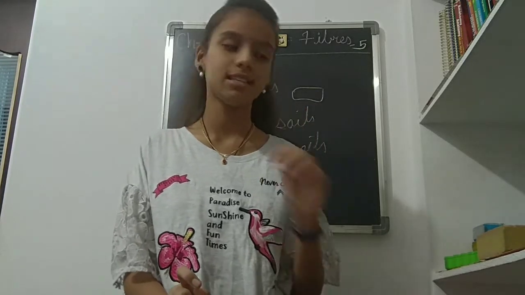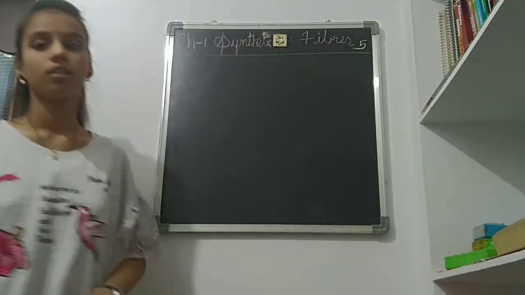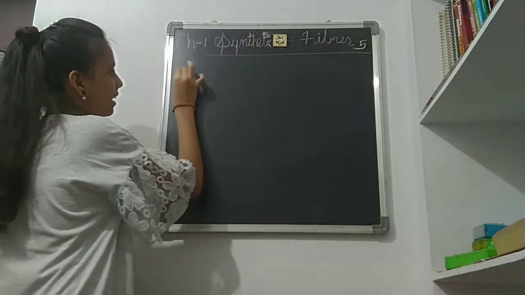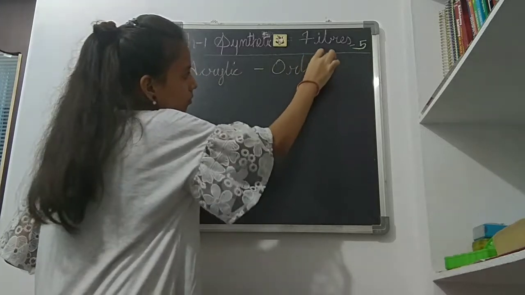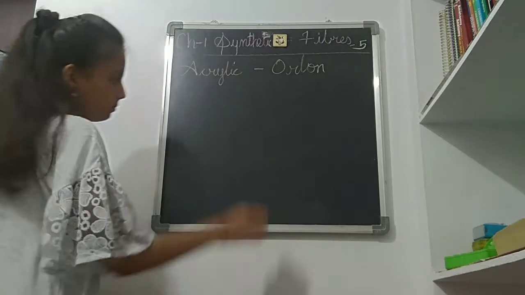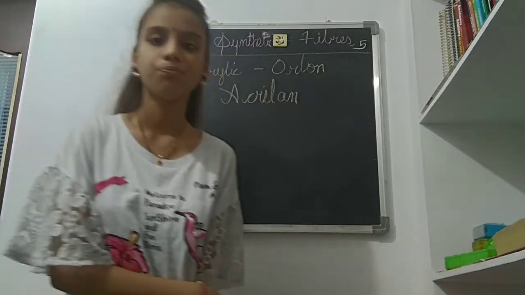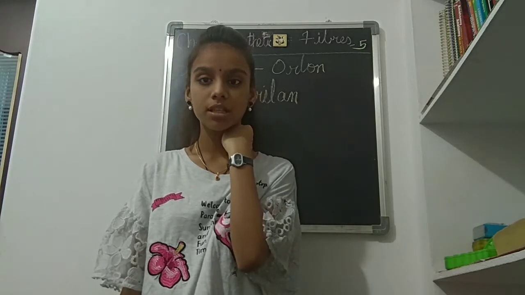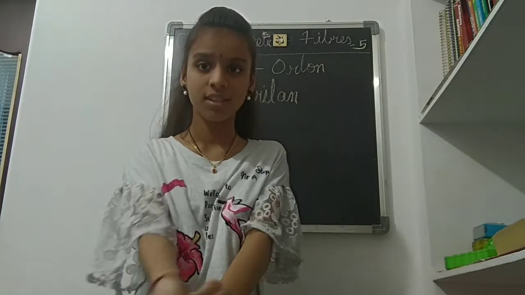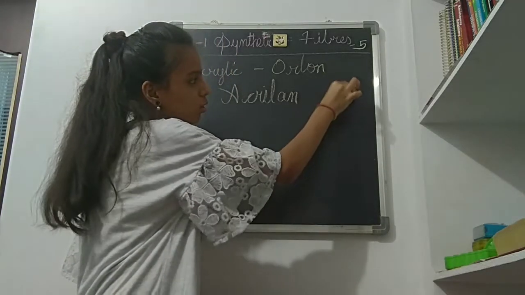Acrylic. What is acrylic? This is the fourth. Rayon, nylon, polyester, and acrylic is the fourth one. This synthetic fiber is also called Orlon. Acrylic has three names: acrylic, acrylan, orlon, and it closely resembles wool. Rayon resembles silk. Acrylic resembles wool. Okay, it looks like wool.